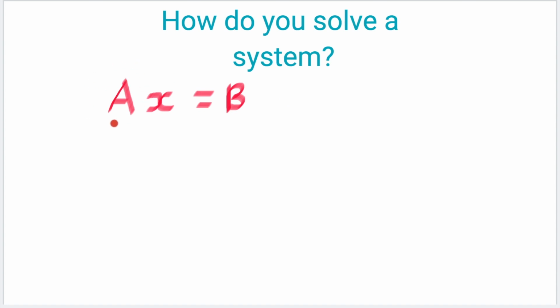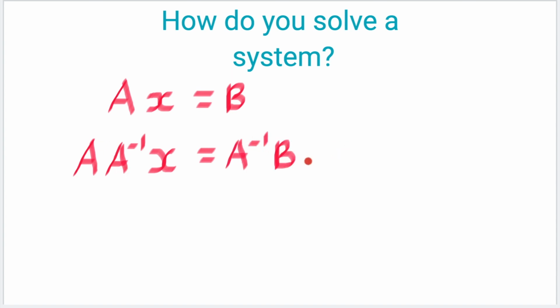We need to figure out how do we get rid of this A here. So we get rid of A by multiplying by its inverse times X, and it's equal to, now when you multiply by the inverse on the left side, you have to do the same thing on the right side, multiply B by the inverse of A. So if you multiply this side by something, you do the same thing on the right side.